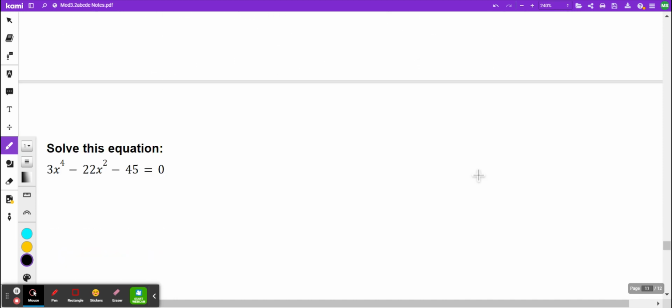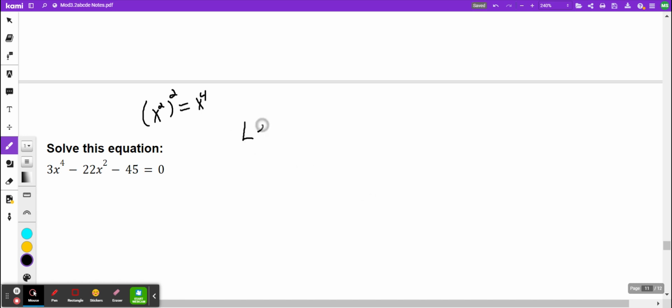So we're gonna try to solve this. We have 3x to the fourth minus 22x squared minus 45. At the moment, I'm going to try to get this so that it's x squared and x. Once again, I know that x squared squared will equal x to the fourth.